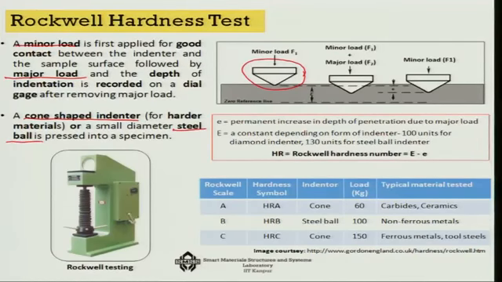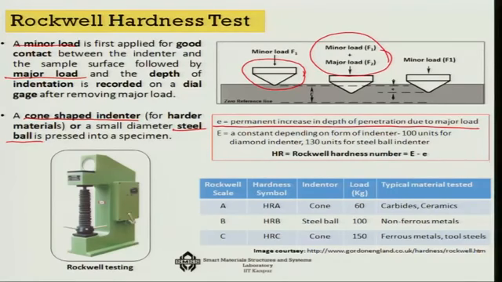So the sequence, if you look at it, is that you first apply the minor load, then you apply the minor plus the major load, and then you withdraw the major load. So, you have the minor load, and then withdraw all of them and measure the depth of penetration. Now, suppose you know the permanent increase in the depth of penetration due to the major load.